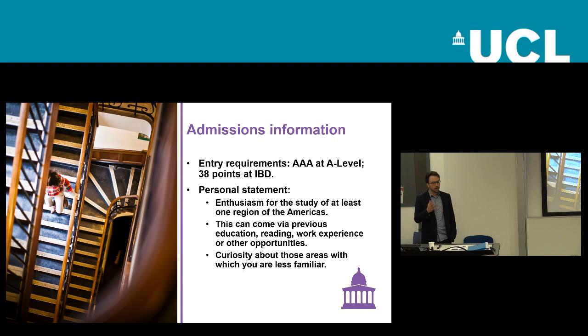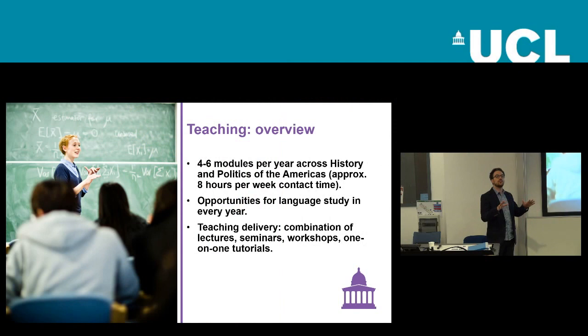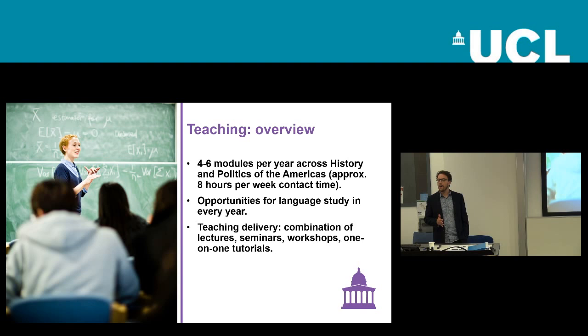It's now worth me talking you through the degree in a little bit more detail, and the type of teaching that we do and the type of modules that we offer. Students will take between 4 and 6 modules each academic year, and they will cover history and politics in disciplinary terms. There is, as I said, the opportunity, in particular in year 2 and year 3, for specialisation, but you will always take some modules that cover both disciplines, and I'll talk about that in a bit more detail in a second. You'll have approximately 8 hours of contact time in the classroom each week, but there will be other opportunities for one-on-one engagement with your tutors in tutorials beyond that.